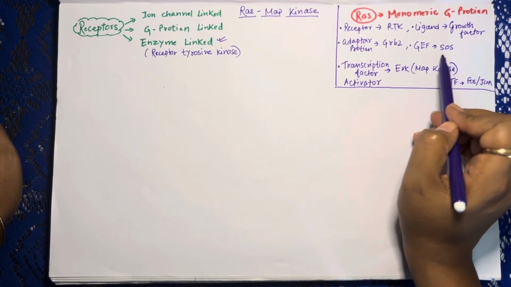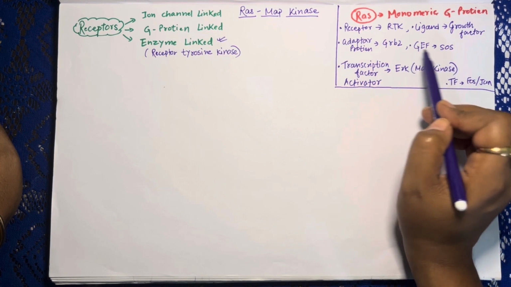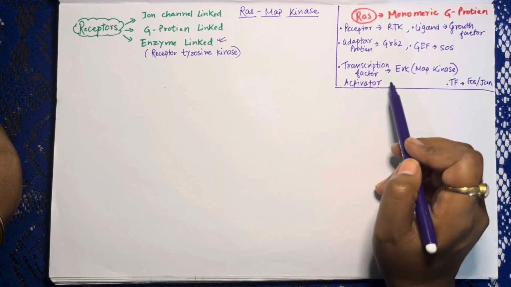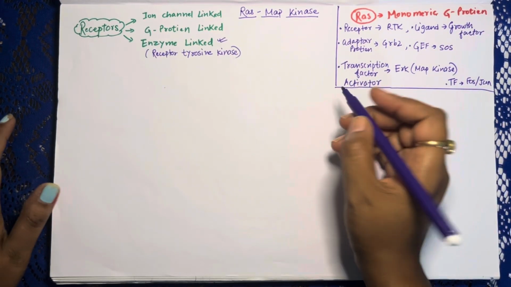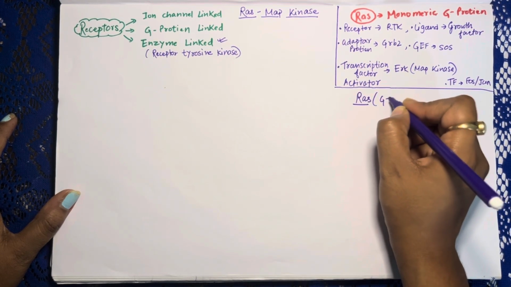Here we have a GEF, that is SOS. So the SOS protein acts like a GEF. We have a transcription factor activator, which is ERK, and we have transcription factors which are FOS and JUN. Let me tell you one thing, that RAS is a GTPase.